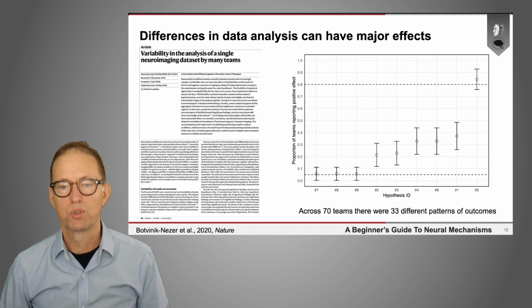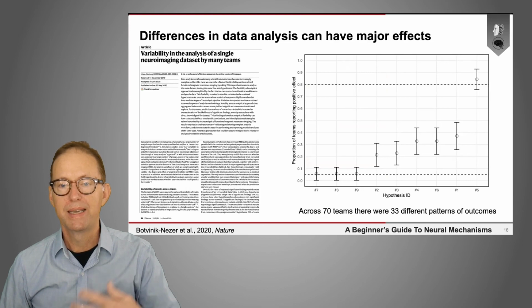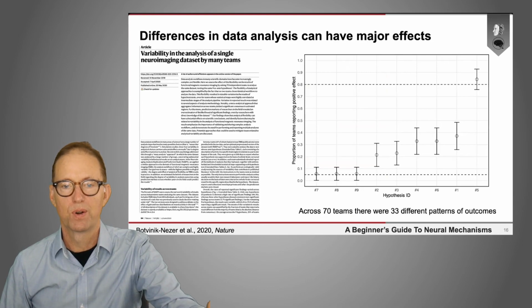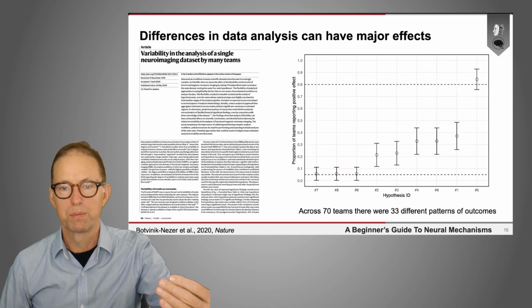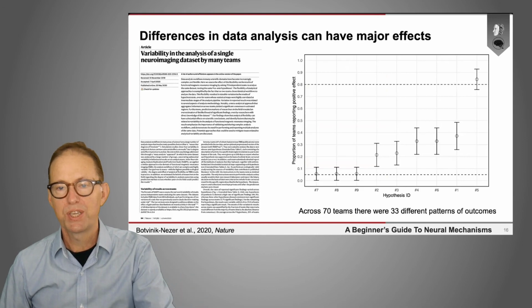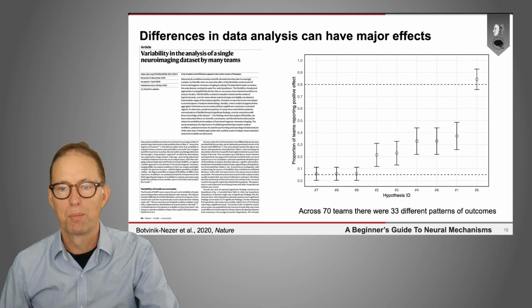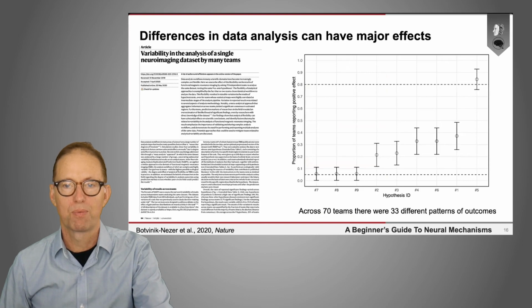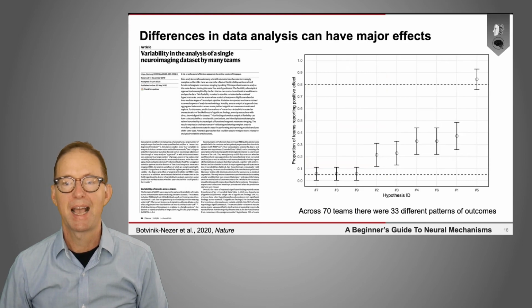This is a paper we published in 2020 where we collected a data set of individuals performing a task, an fMRI data set, and then we gave the data out to a number of different analysis teams. We ended up getting results back from 70 teams, each of which analyzed and answered a number of different hypotheses about whether there was activity in a particular part of the brain for a particular aspect of the task.